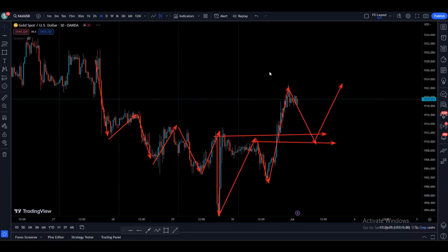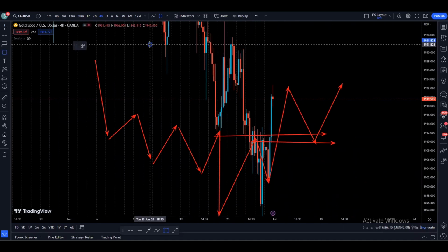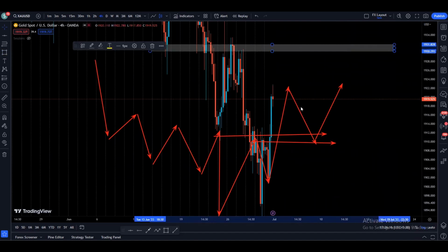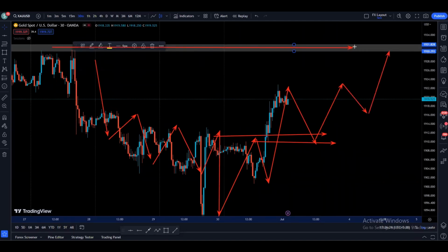So if you go to the 4-hour time frame, we can see that this is a resistance area basically. So if you go back to the 30-minute time frame again, once the price reaches this resistance area on the 4-hour, daily, and higher time frame, I'll be looking for some kind of bearish market structure.